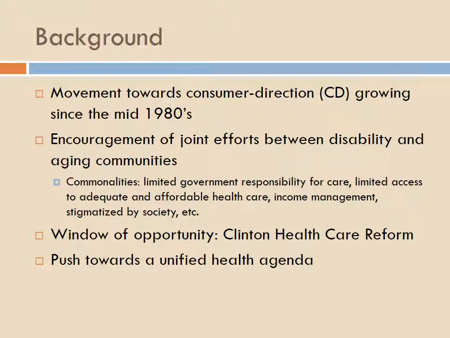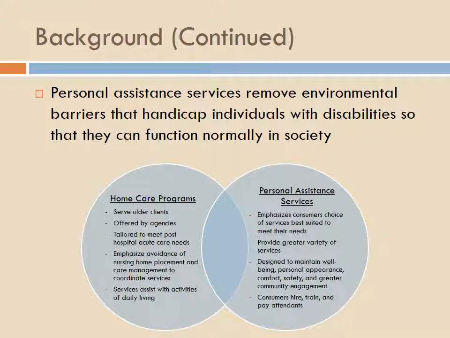There has been a movement towards consumer direction for the aging community since the mid-1980s. Since this time, there have been various efforts to build an alliance between aging and younger communities who share similar problems, which are listed here. The Clinton healthcare reform allowed a window of opportunity to begin to unite these groups and establish a unified agenda to support the independence of these groups. Differences between these services are on this slide.